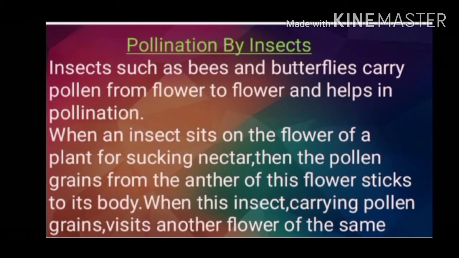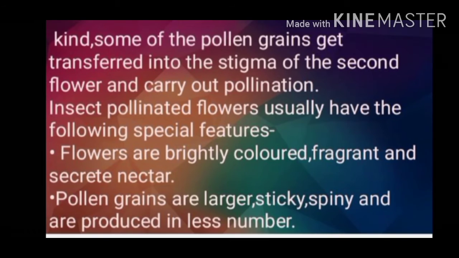Pollination by insects. Insects such as bees and butterflies carry pollens from flower to flower and help in pollination. When an insect sits on the flower of a plant for sucking nectar, then the pollen grains from the anther of this flower stick to its body. When this insect carrying pollen grain visits another flower of the same kind, some of the pollen grains get transferred into the stigma of the second flower, and this is how pollination is carried out.